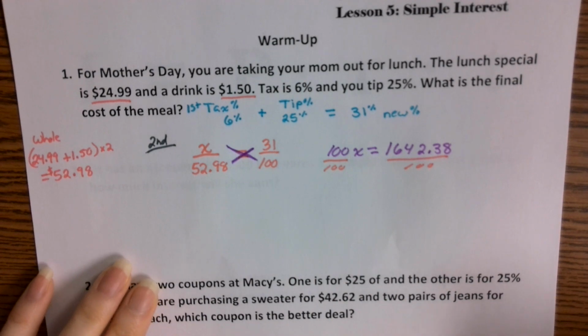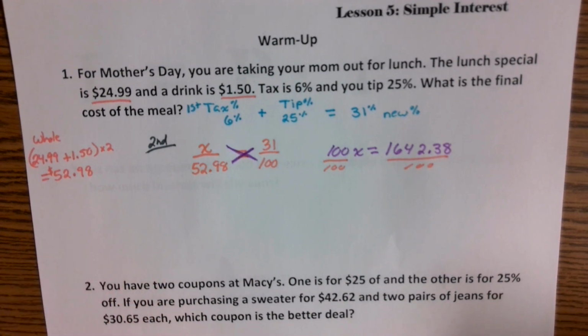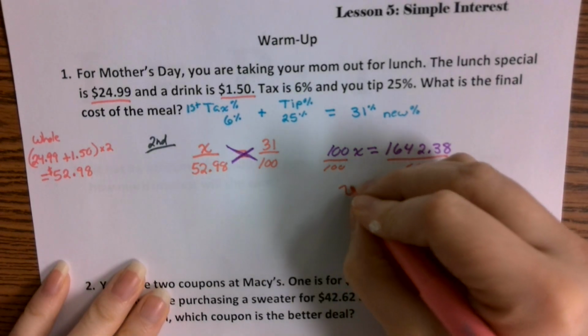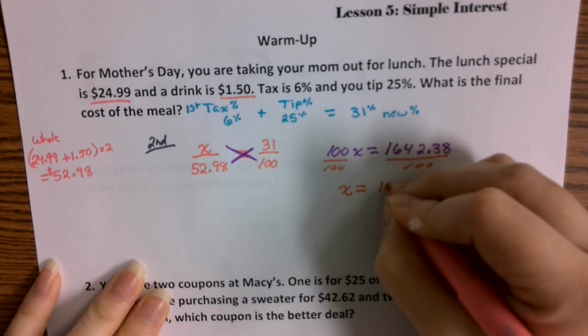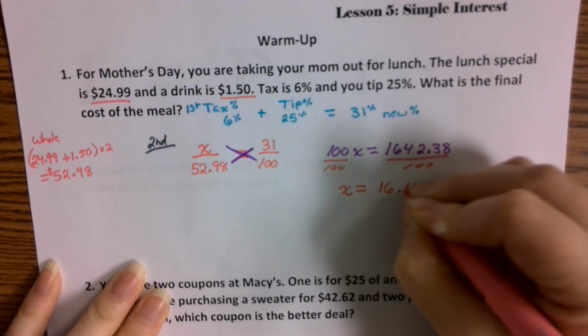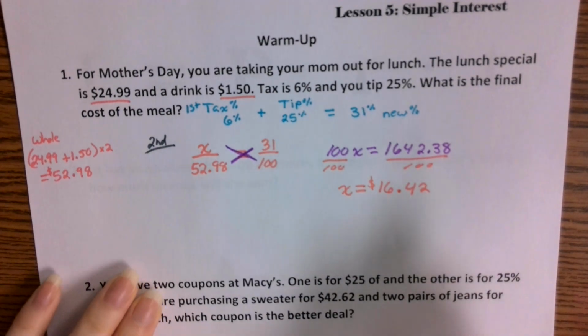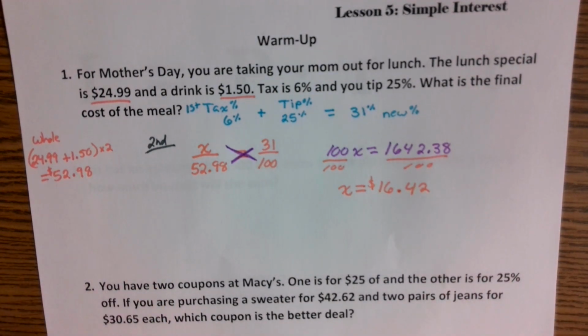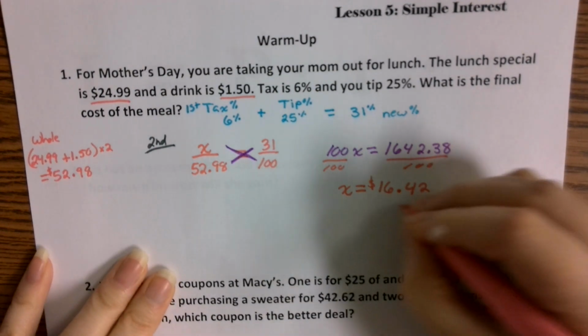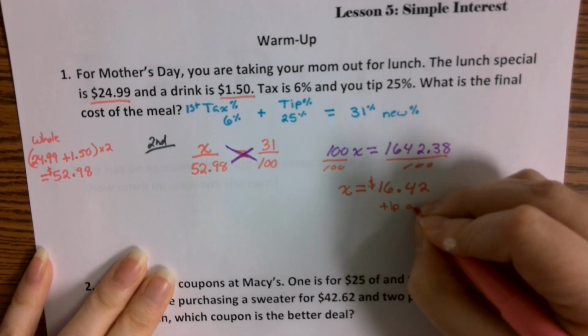And you're going to have to estimate this because remember we're talking about money, so you need to round it to the nearest penny. This is going to come out to about $16.42. Right? You can't have a whole bunch of numbers after that because it's money. This represents your tip and your tax.